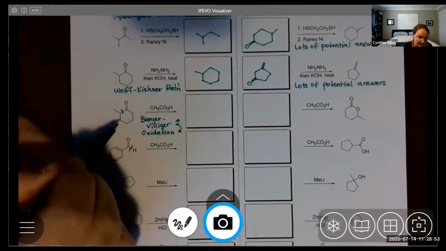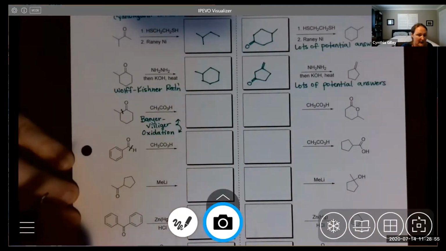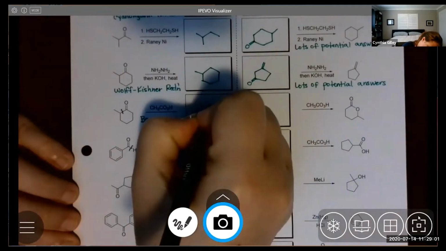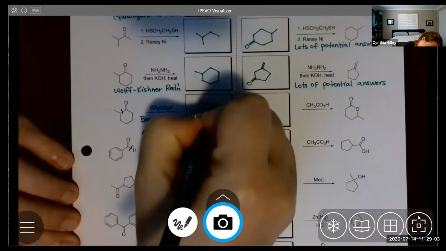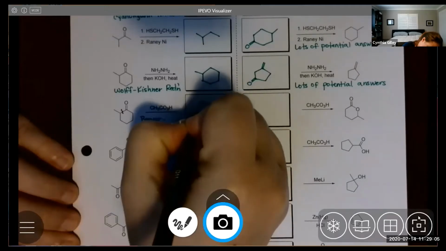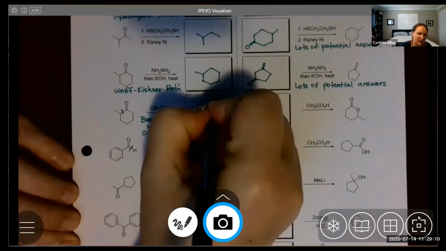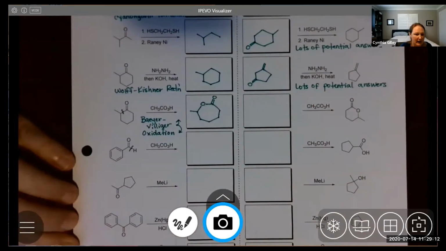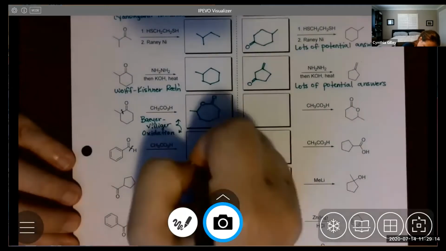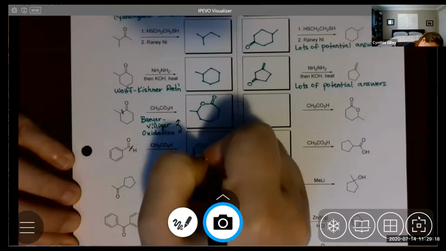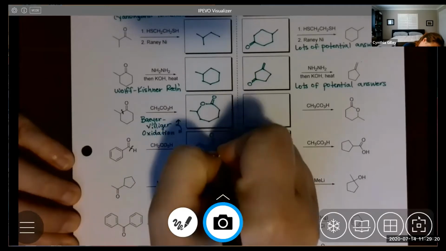When it's a ring like this, you need to draw the next size bigger ring. So 6 becomes a 7-membered ring. So we're going to attempt to draw a 7-membered ring. Sometimes these rings can be tricky to draw. And in this case, the carbonyl is not part of a ring, so it's a little bit easier.